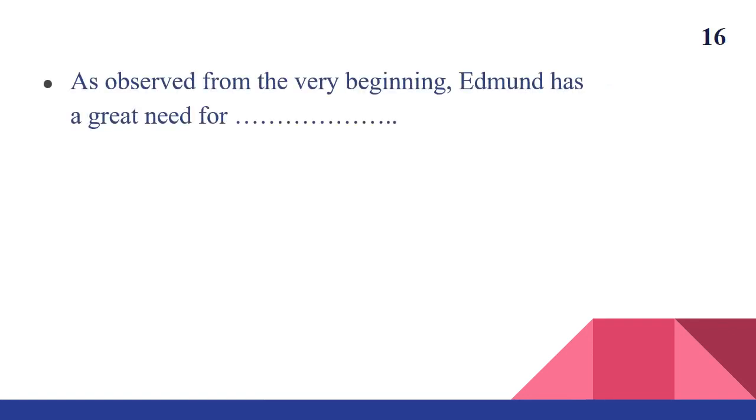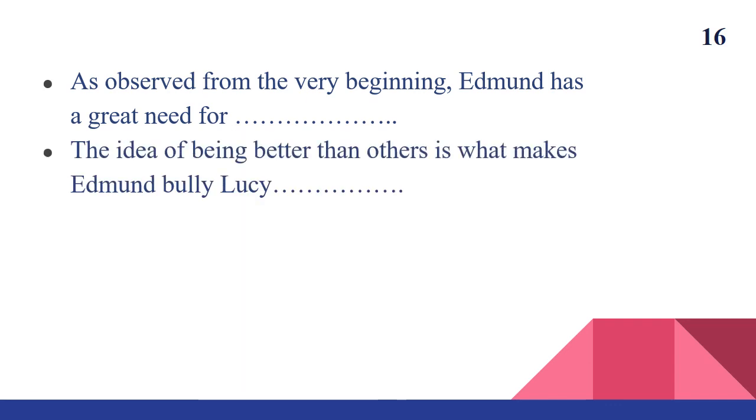As observed from the very beginning, Edmund has a great need for attention and glory, though less so after his experience with the White Witch. It means he is always an attention seeker. He did not want anyone to overstep him. The idea of being better than others is what makes Edmund bully Lucy. That is why he always bullied Lucy, because he did not want to see Lucy go ahead of him. He wanted to be an authoritative person and to have authority.